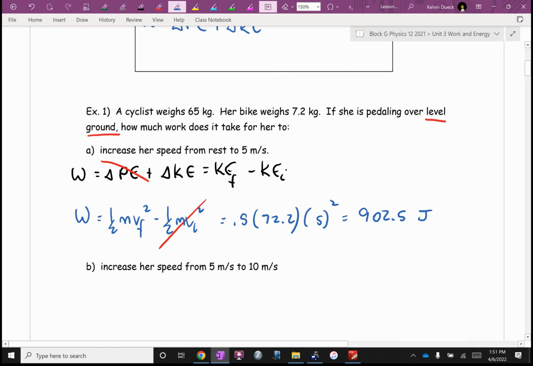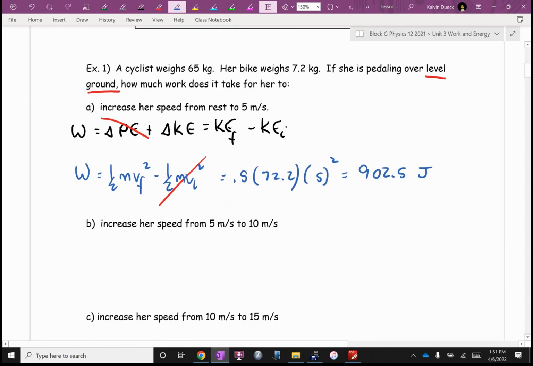What if she wants to increase her speed from 5 to 10? Well, in part A she went up by 5. In part B she's going up by 5. Won't it be the same answer? No, why not? This is where that squared that you don't realize is there dominates your life.